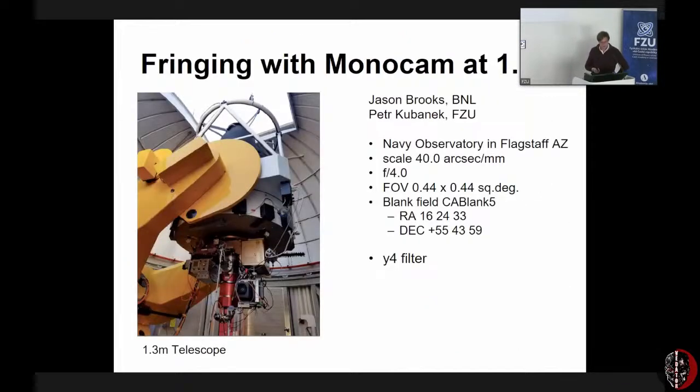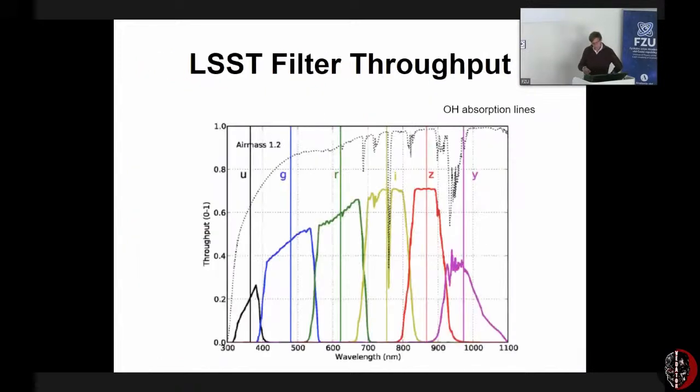We studied fringing with monocams. So one year we took a raft to Lowell Observatory in Flagstaff, and actually Petr Kubanek was part of these operations. And we took the Y filter, which is the most infrared filter. So there are OH radical absorption lines there, so there is a lot of structure there.